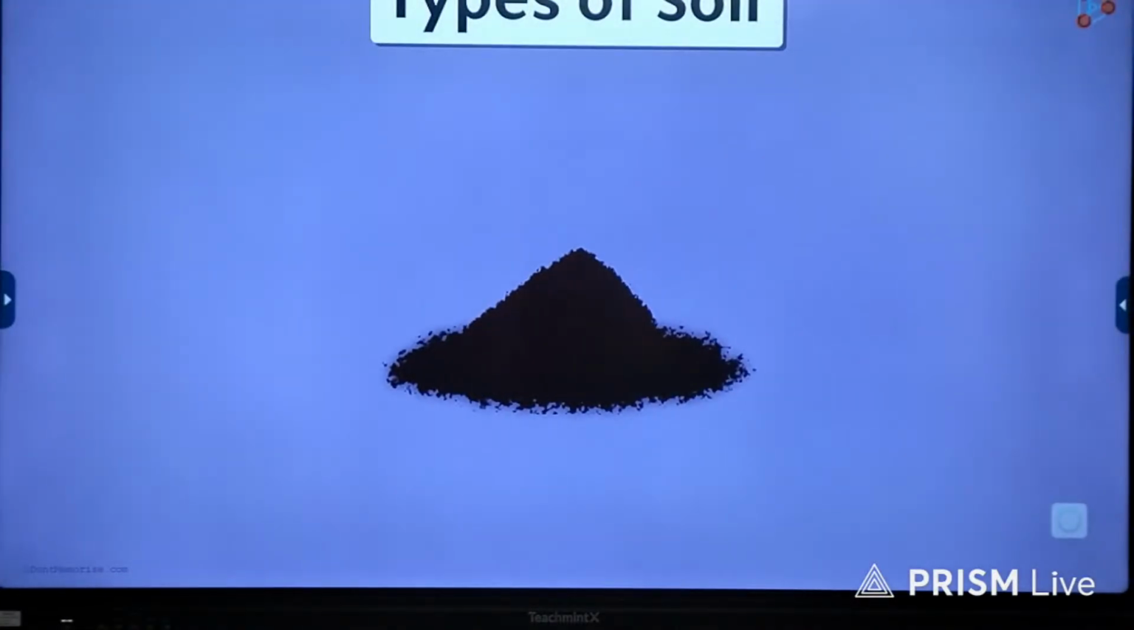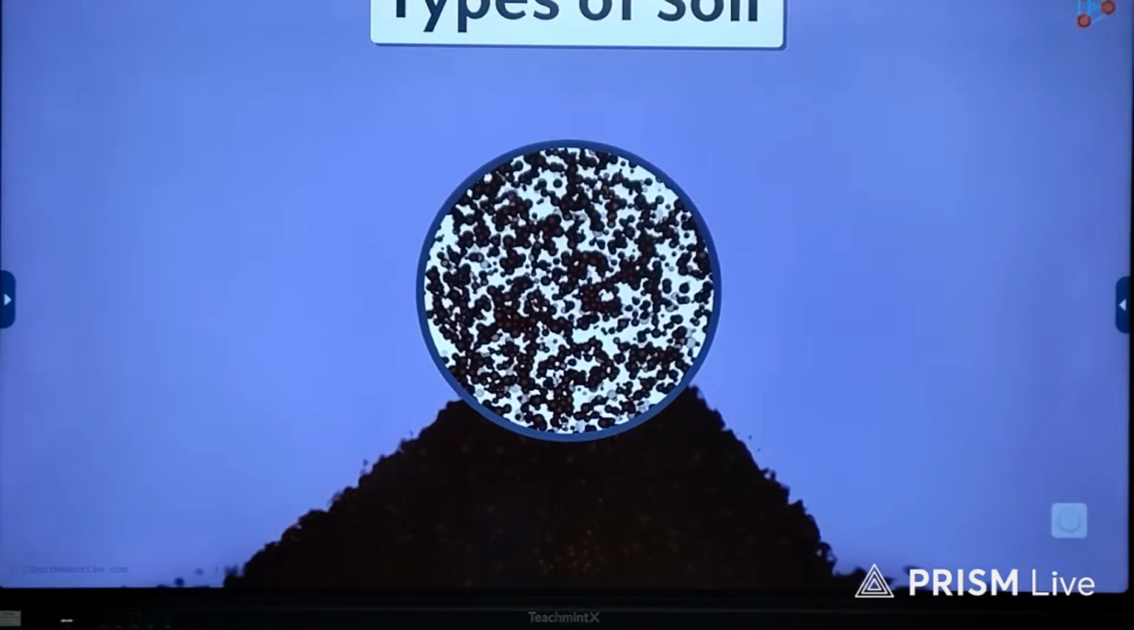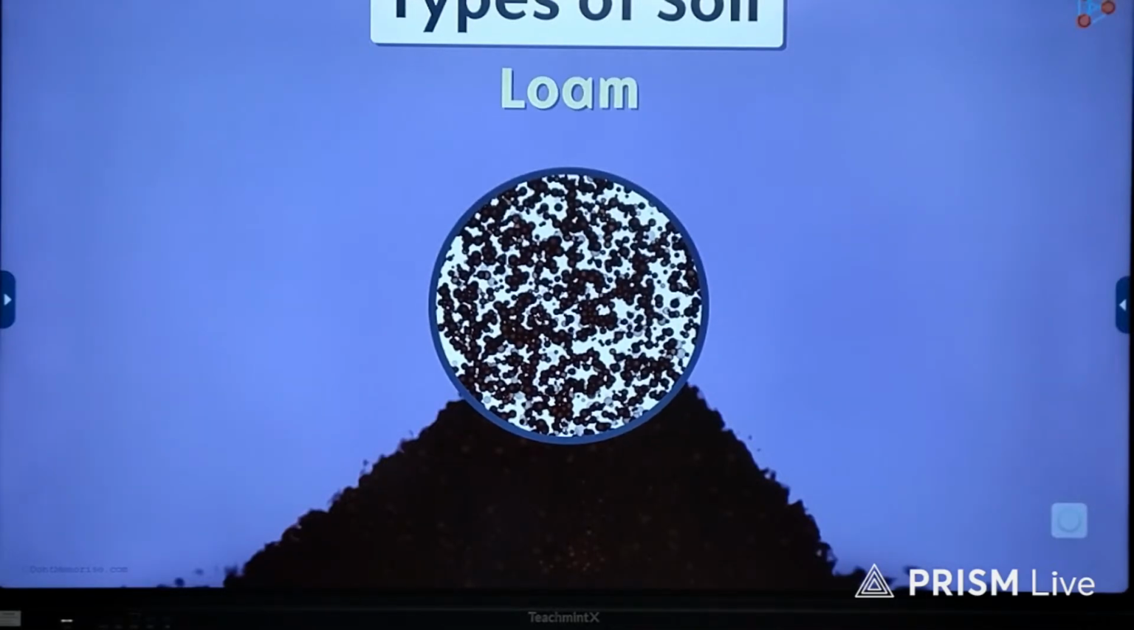Now let's have a look at the last type. What kind of soil is this? It appears blackish in color, and at the same time, the texture is completely different. The soil has both larger and smaller particles present in it. This type is called the loamy soil.